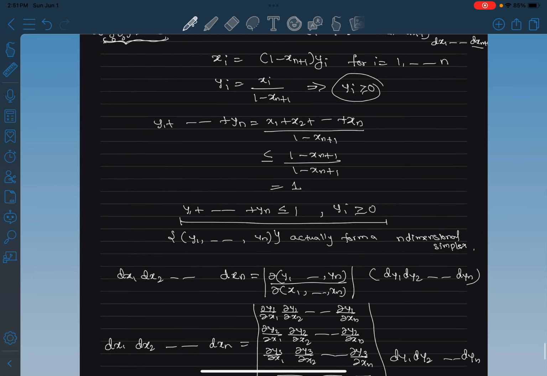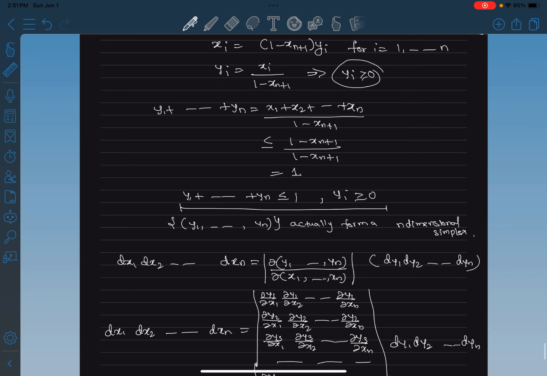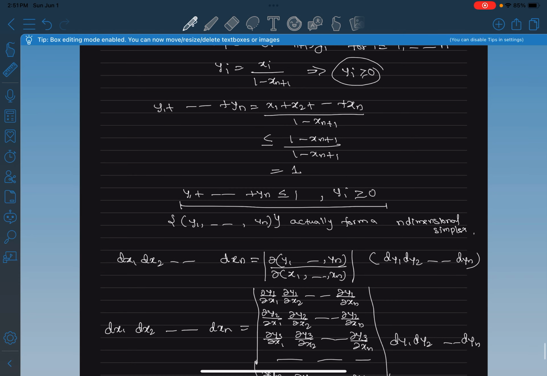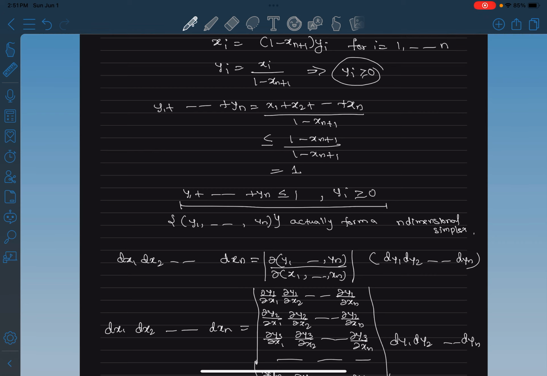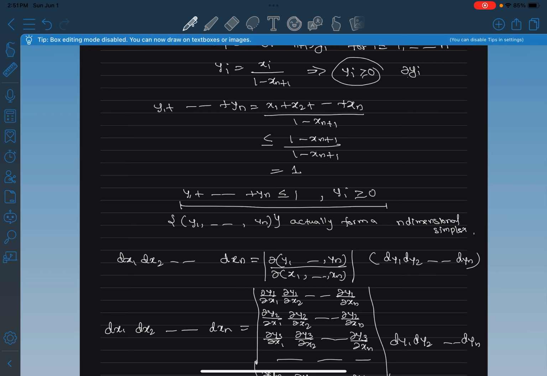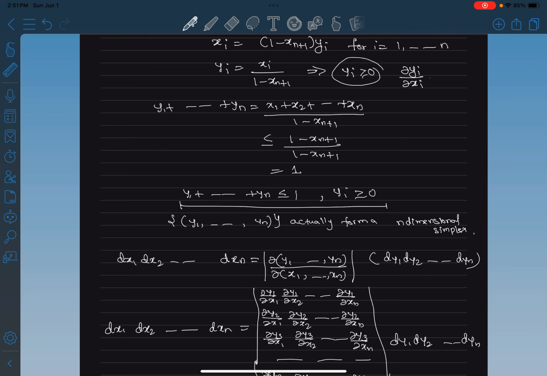We know that in our substitution, every yi was equal to xi by 1 minus xn+1, right? So from here, notice that if I'm taking dyi with respect to dxi, then it will just be 1 by 1 minus xn+1, right?